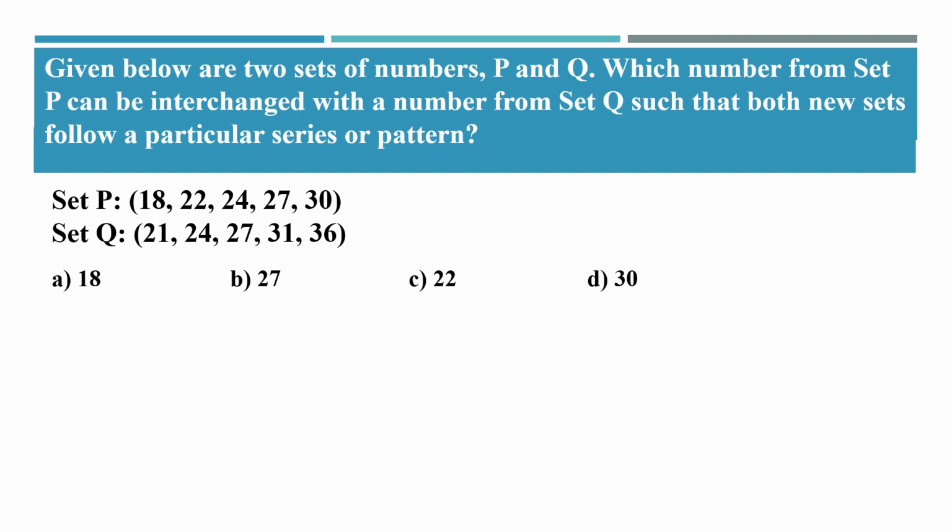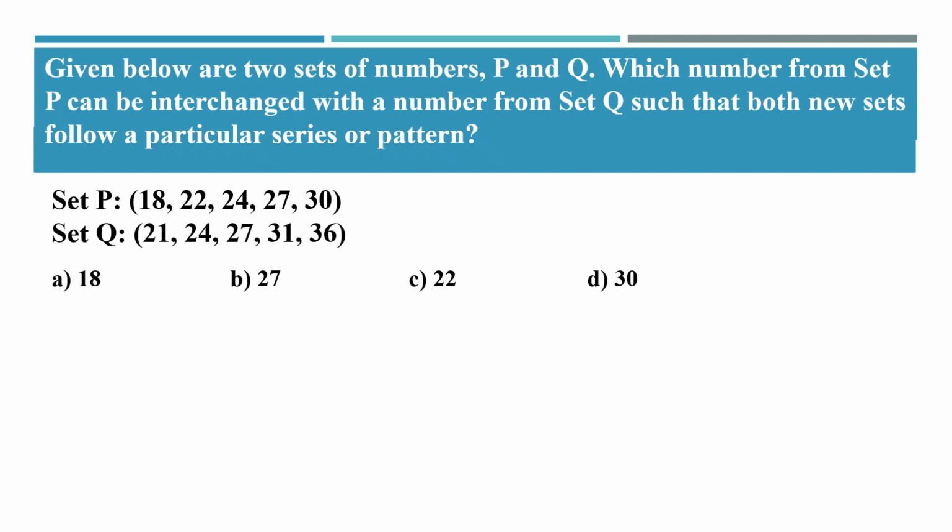Given below are two sets of numbers P and Q. Which number from set P can be interchanged with a number from set Q such that both the new sets follow a particular series or pattern? Okay, let's understand the pattern in P. We have 18, then we have 22, 24, 27, 30. Okay, but I don't find any pattern.